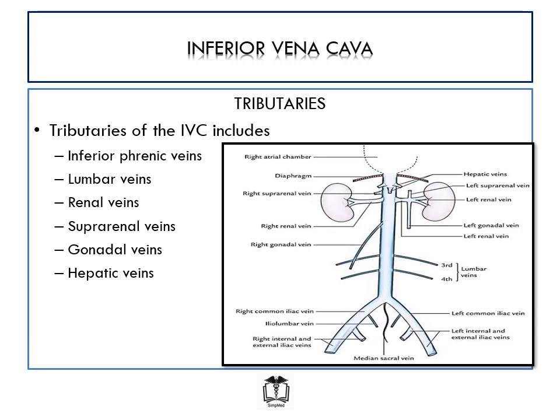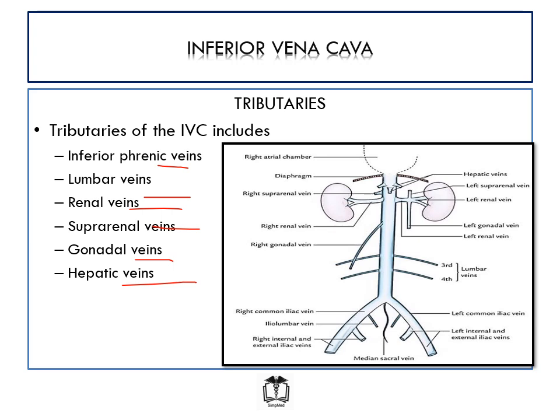This includes the inferior phrenic vein, then the lumbar vein, and then we have the renal veins, the suprarenal veins, the gonadal veins, and then the hepatic veins. We'll talk about each of these veins in terms of what they drain, and then for some of them, we'll talk about how they tend to terminate.